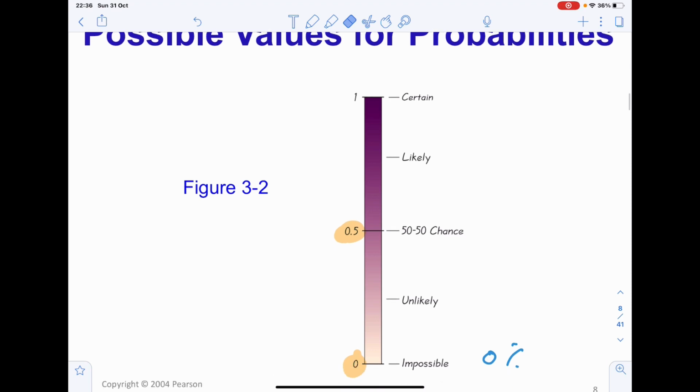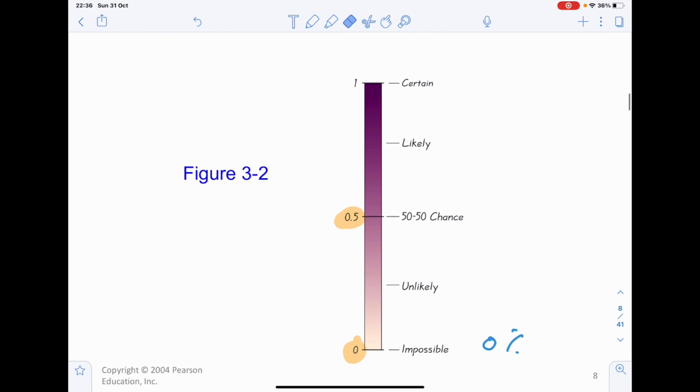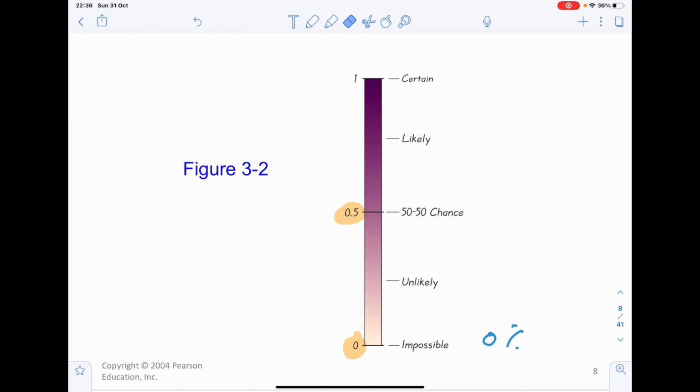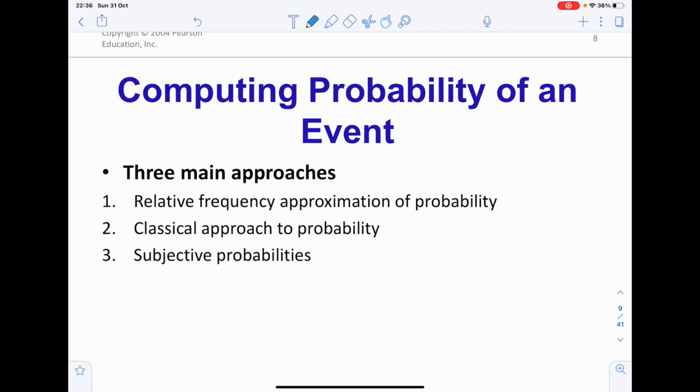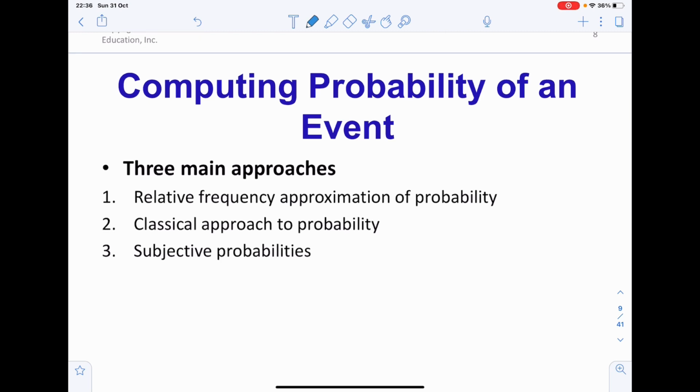This figure shows us that the values of the probability are between 0 and 1, as you can see. 1 here means that the event is certain, that means 100% to occur, and 0.5 means we have a 50% chance of the event occurring, and 0 means we have 0% chance of the event occurring.